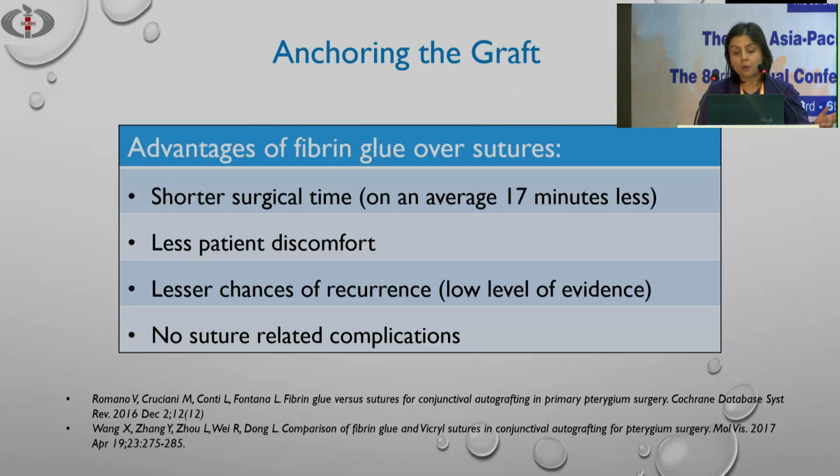So let's look at advantages of using fibrin glue over sutures. So initially the sutures are what were used, but how does fibrin glue really help? It definitely shortens the surgical time. This is a Cochrane review which was published, and here they found on an average a surgeon took 17 minutes less when they used fibrin glue as compared to sutures. Patients are more comfortable, and there is some low level of evidence to suggest that there might be lesser chances of recurrence.